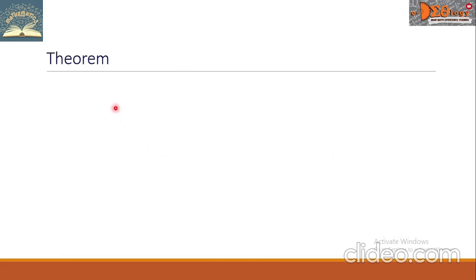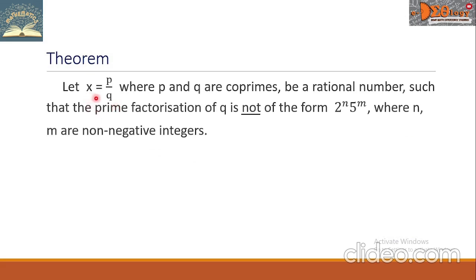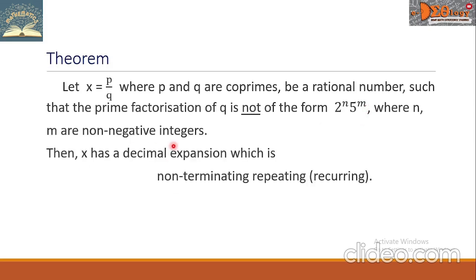Here is another theorem. Let x equals p over q, where p and q are coprimes, be a rational number, such that the prime factorization of q is not of the form 2 raised to n times 5 raised to m, where n, m are non-negative integers. Then x has a decimal expansion, which is non-terminating repeating. Again, in some books, they use the word recurring.